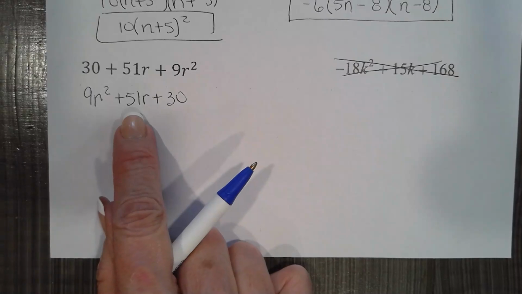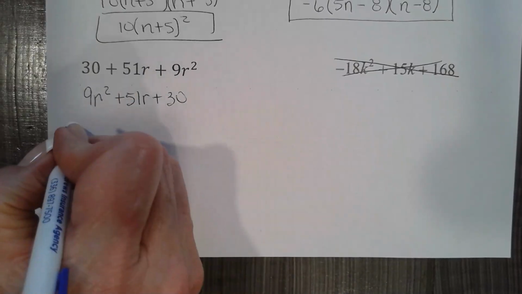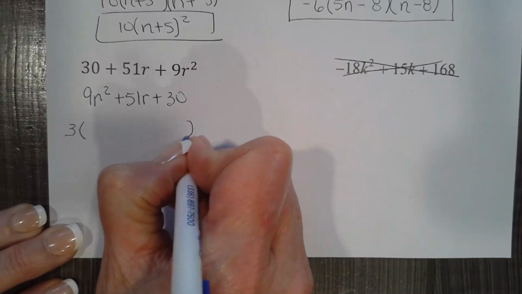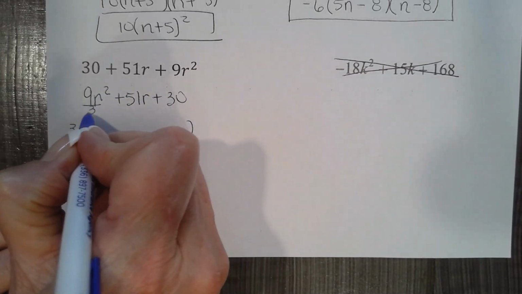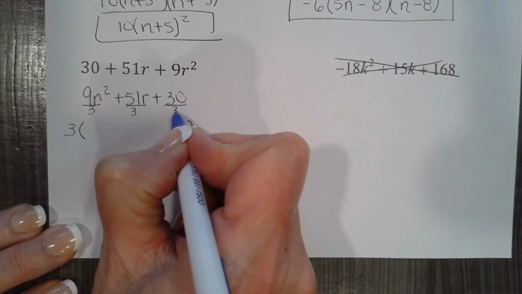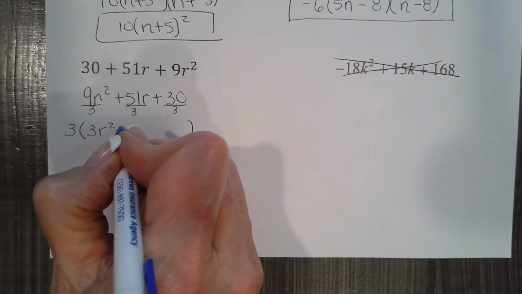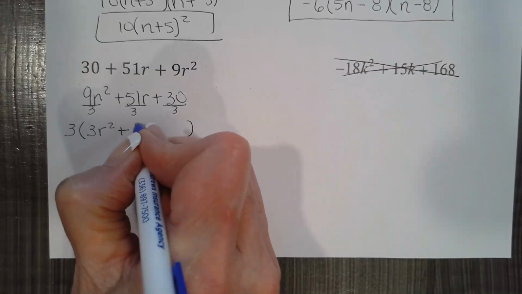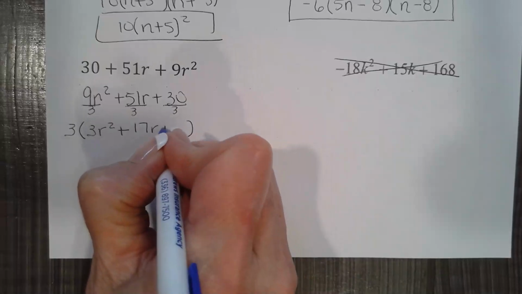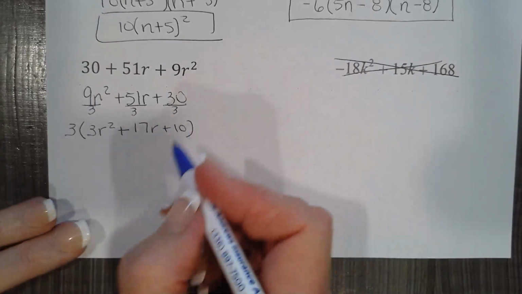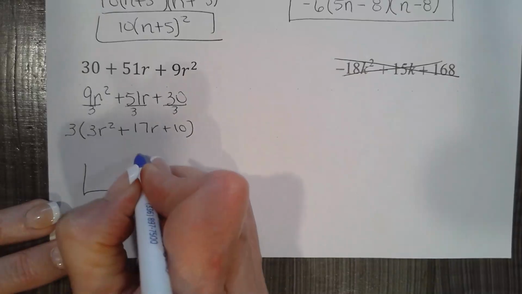Greatest common factor, there is one. It's a 3. So I'm going to divide by 3 here to figure out what goes in my parenthesis. So we're going to have a 3r squared. Here we're going to have 17r, and here we're going to have 10. Okay, so now we're going to factor that trinomial.